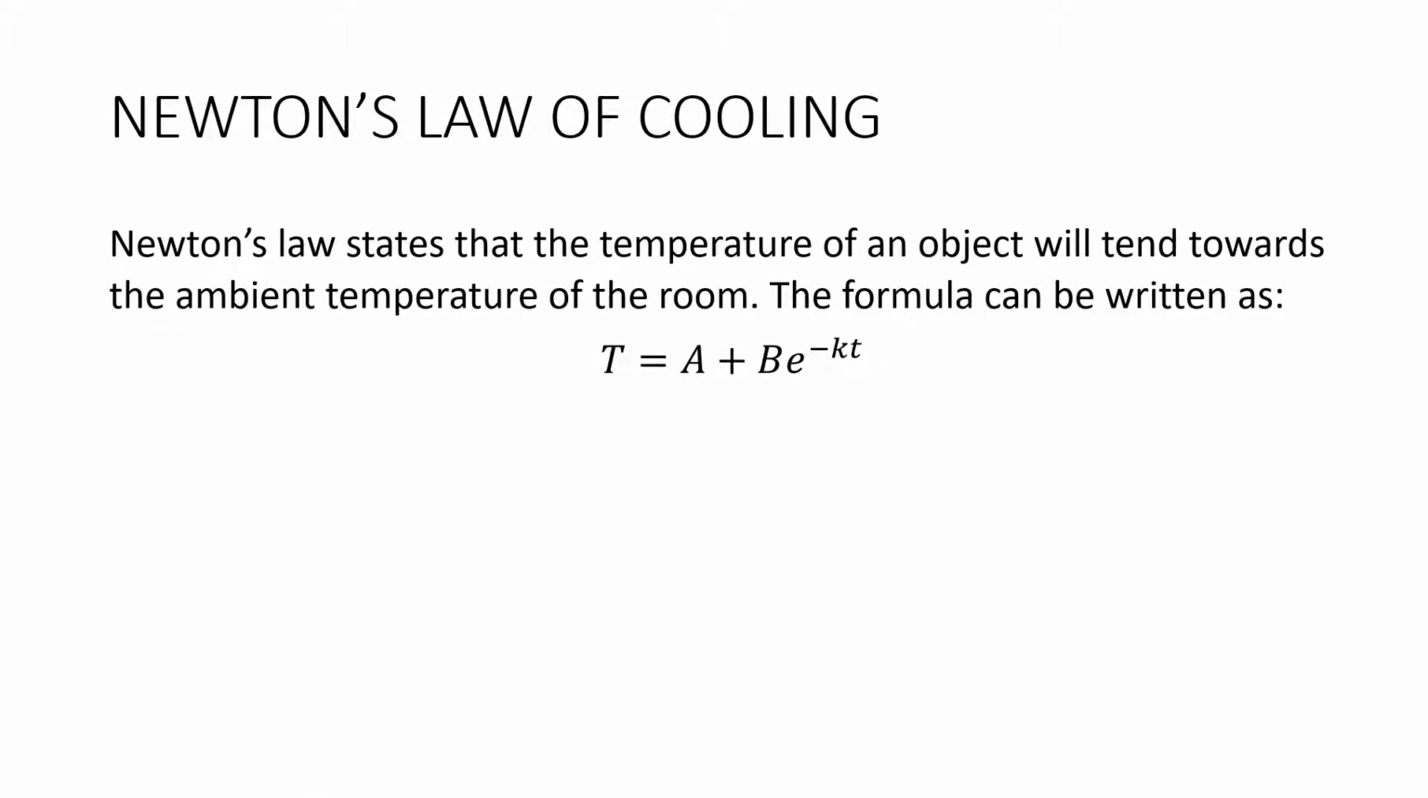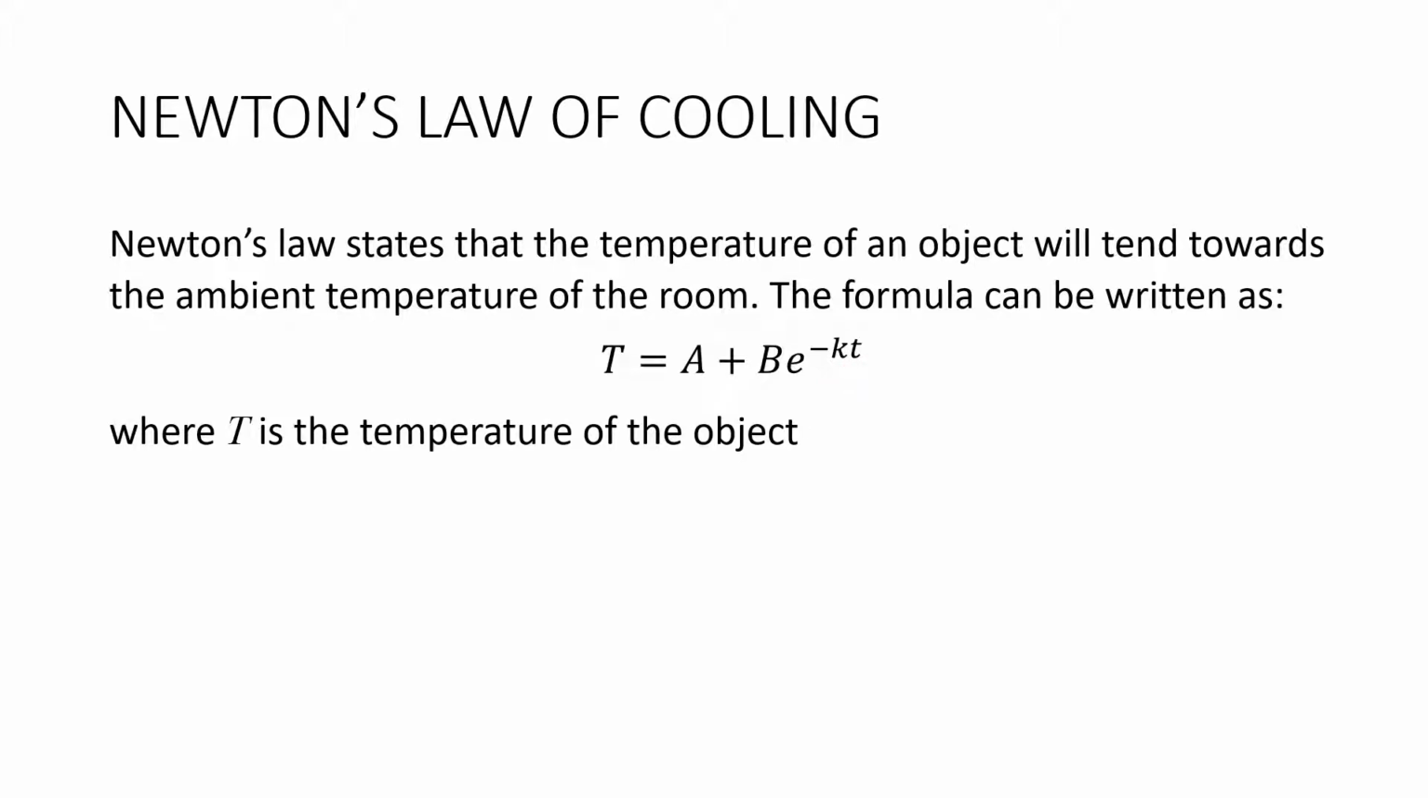So one application of growth and decay is Newton's law of cooling. Newton's law states that the temperature of an object will tend towards the ambient temperature of the room. So basically, if you put a hot object into a cooler room, then it will tend towards the temperature of that room and eventually get there. And the formula can be written like this. T is for temperature is equal to A plus B e to the negative kt.